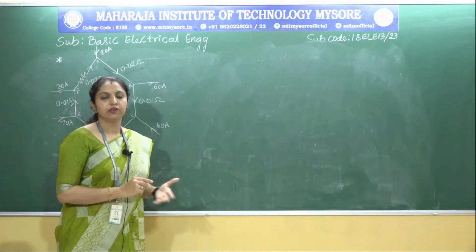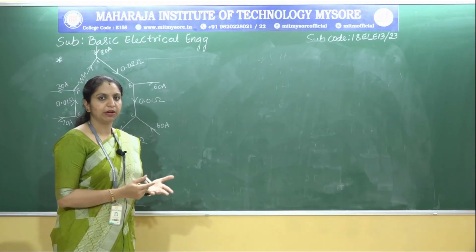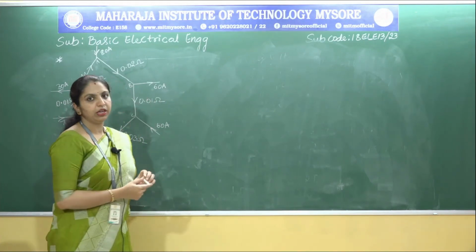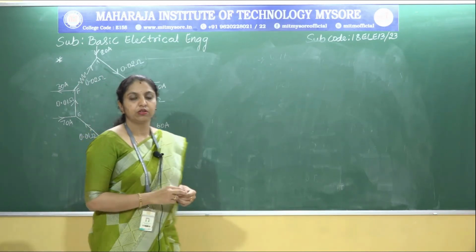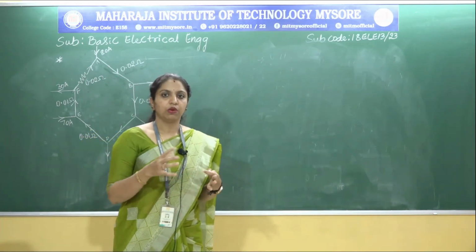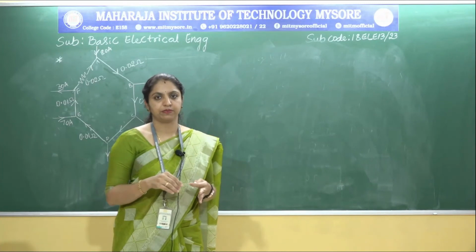Okay. So to find the value of the current in all the branches, we need to apply KVL to this loop, and before that you need to find out what type of current passes through it.